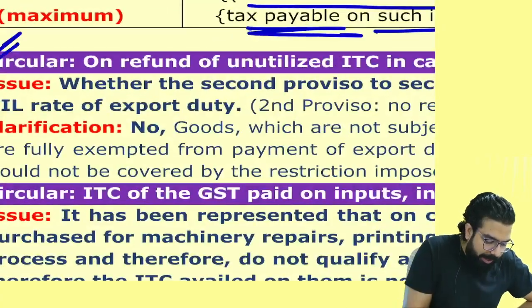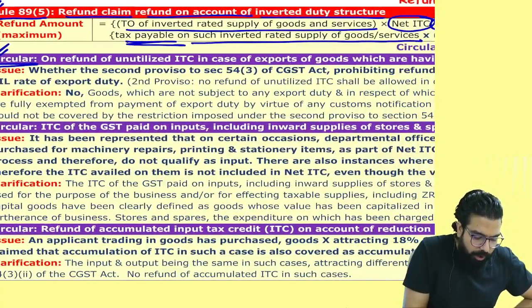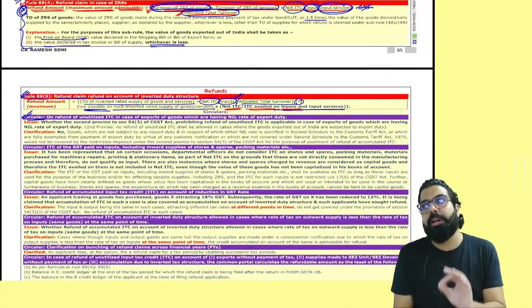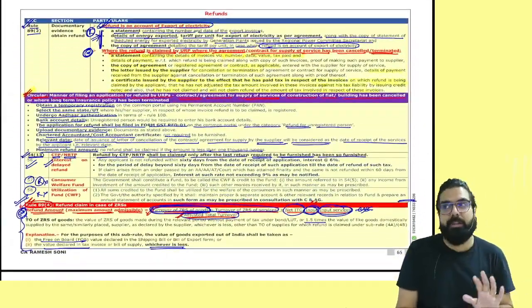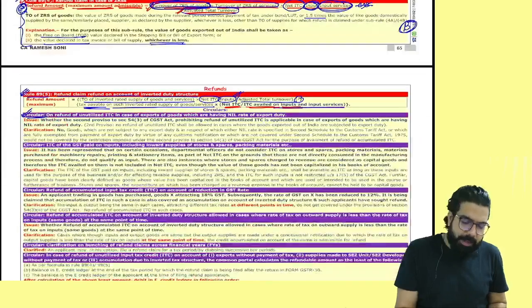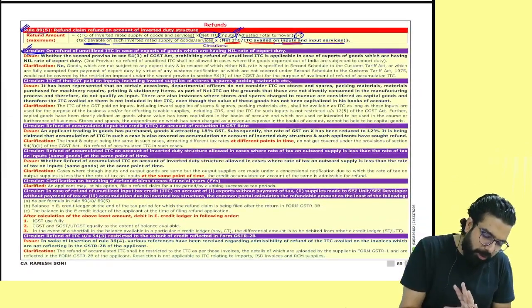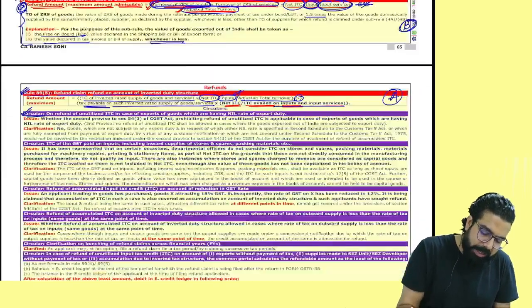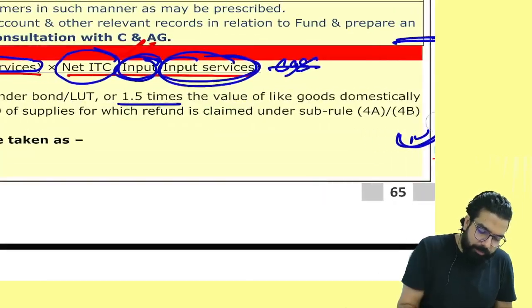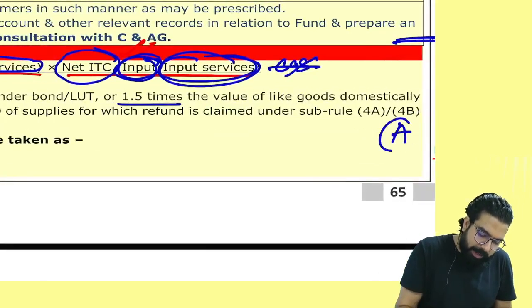The next one is the circular. Circular on 89.4 and 89.5. I will not say A graded chances of coming, but there are good chances of coming. You can call it B graded also. They can go ahead and ask. In my opinion, for your November 24 exam, they will ask. A graded. Watch this 10 times and go. But remember, they will ask in the exam.